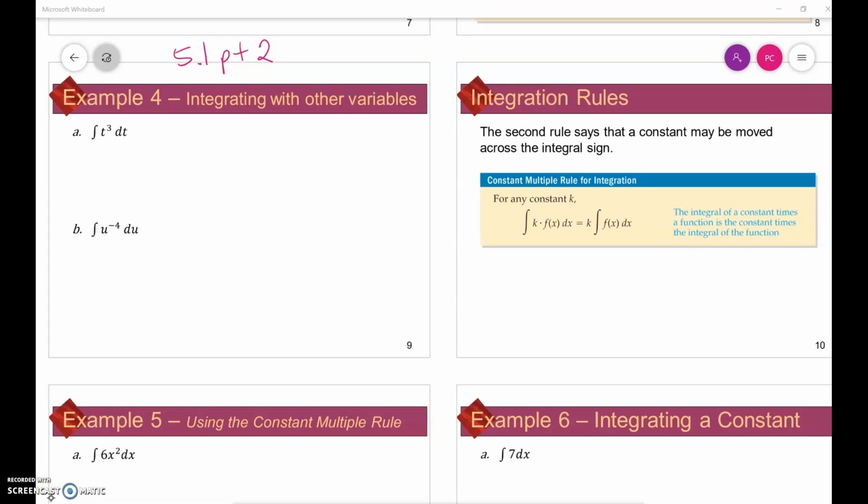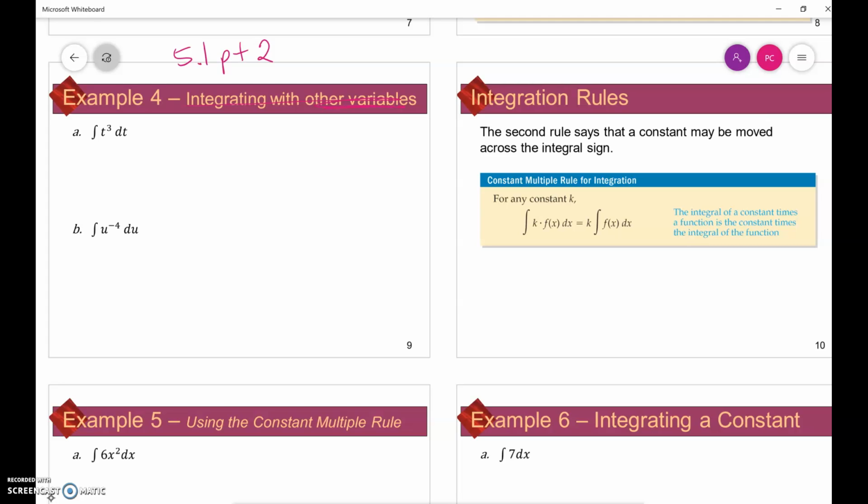Alright, so this is Business Calculus section 5.1 part 2, and in this video I'm going to try to get through all of the integration rules, and then the next video we'll do some applications. So the first one we're going to look at, still using that power rule that we learned in the first video, but integrating with other variables.